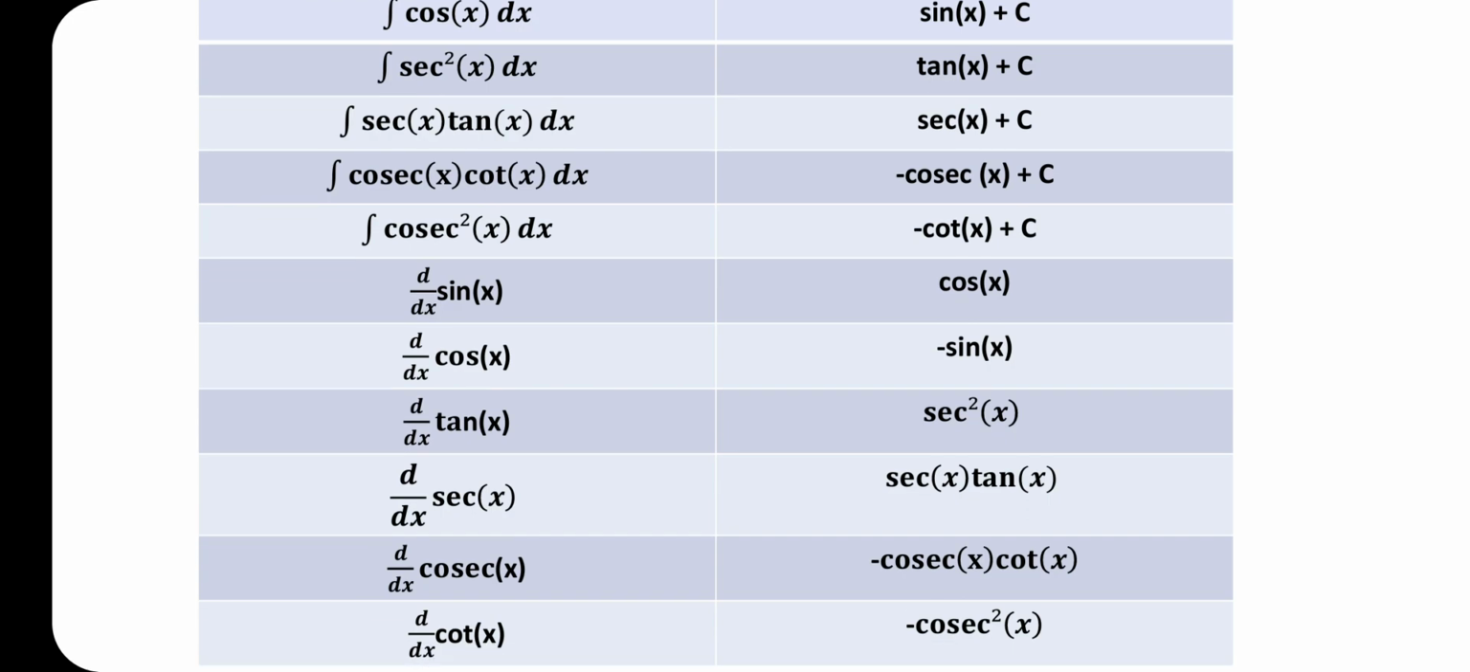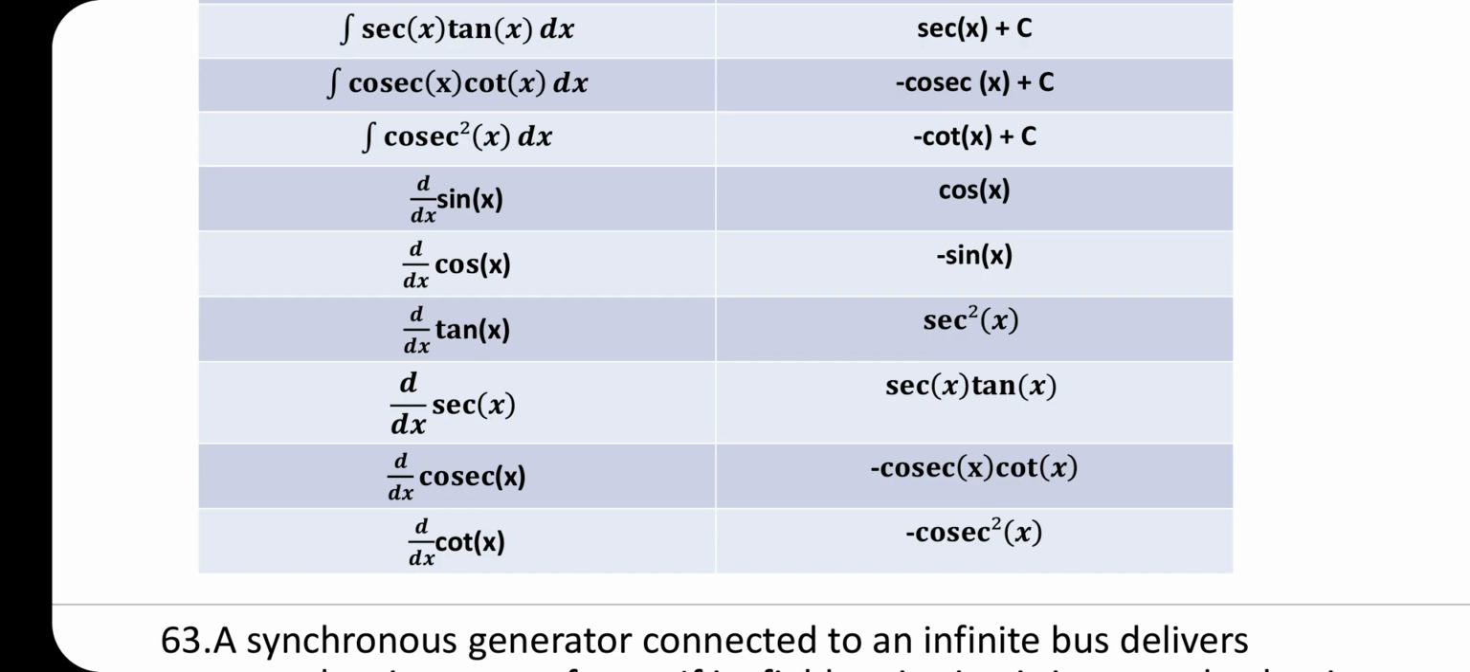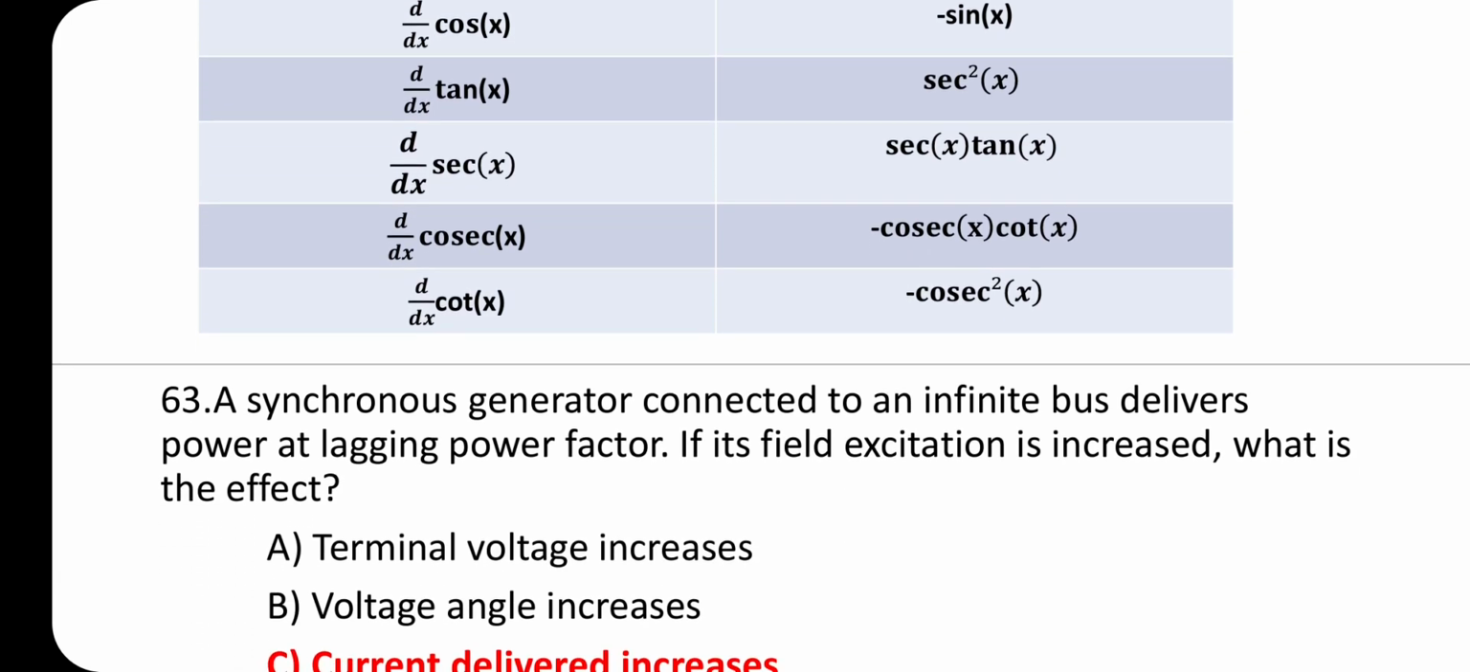d by dx of sin x equal to cos x, d by dx of cos x equal to minus sin x, d by dx of tan x equal to sec square x, d by dx of sec x equal to sec x tan x, d by dx of cosec x equal to minus cosec x cot x, d by dx of cot x equal to minus cosec square x.